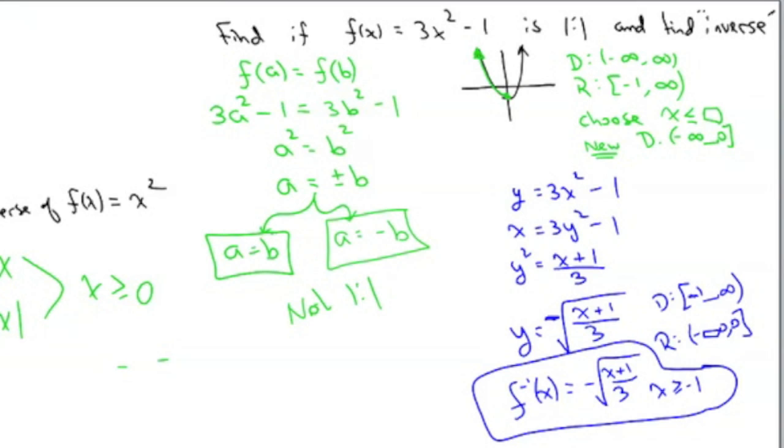It could have been positive too. We could have done the positive side, then this wouldn't be minus, this would be plus, because you have a choice, plus or minus.